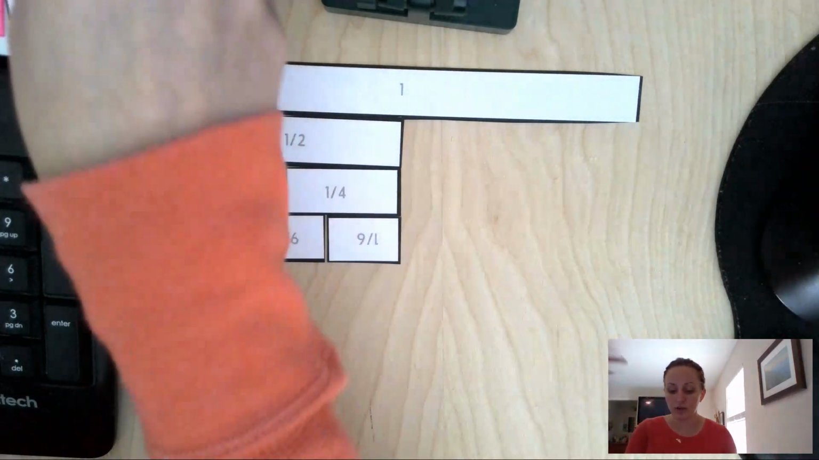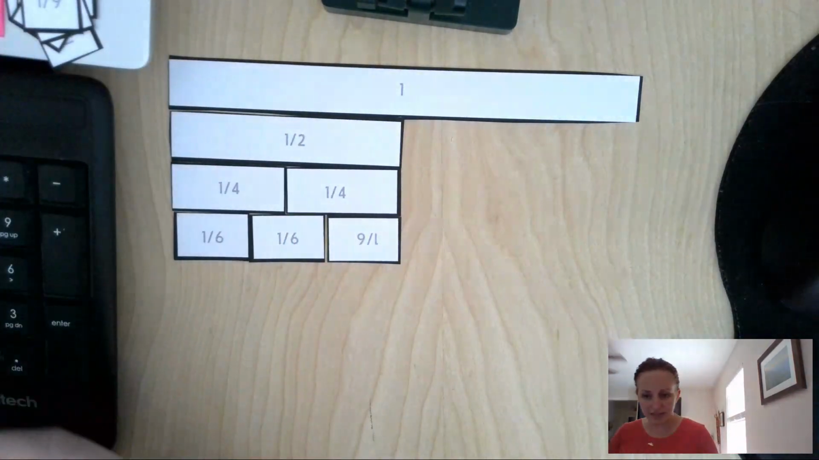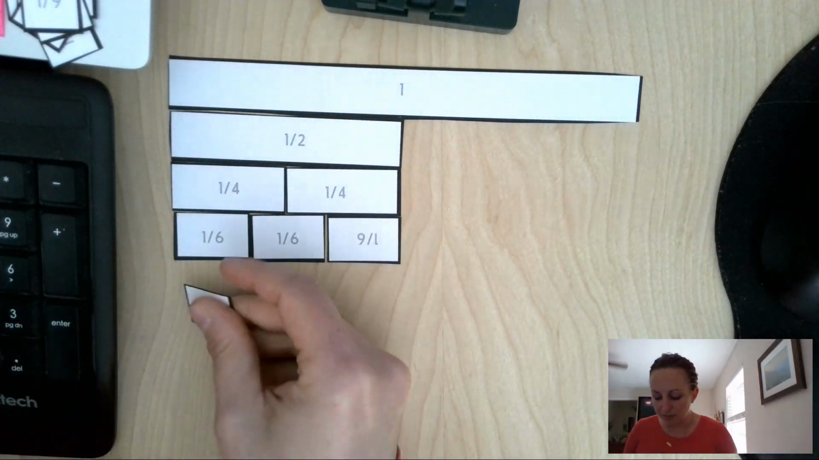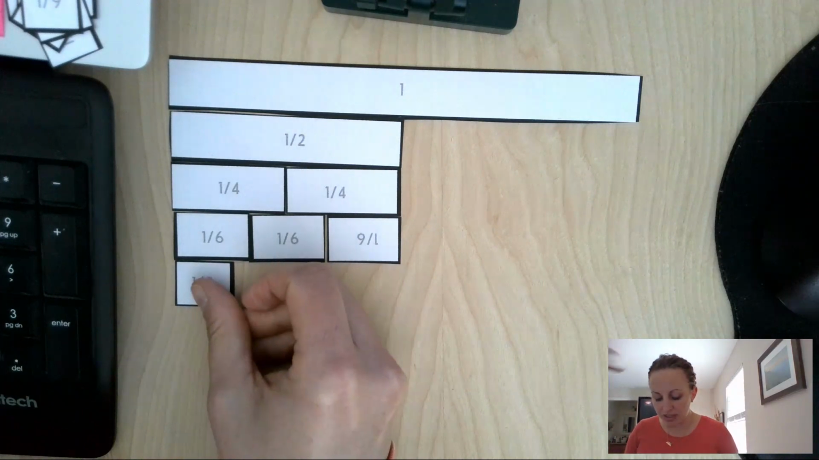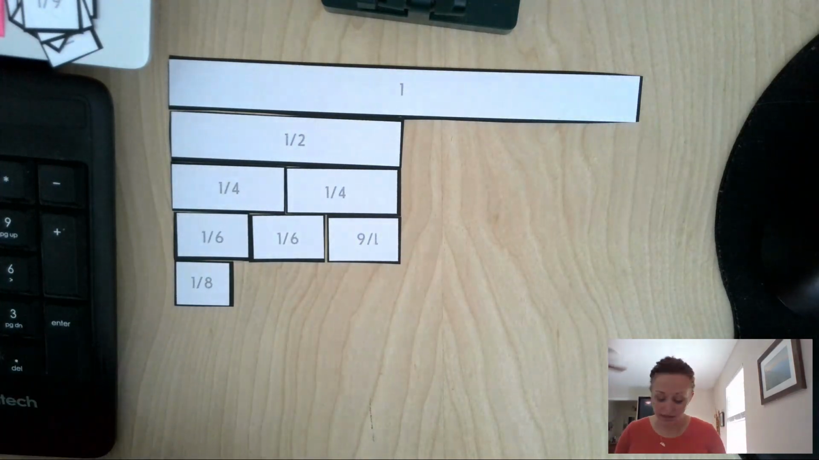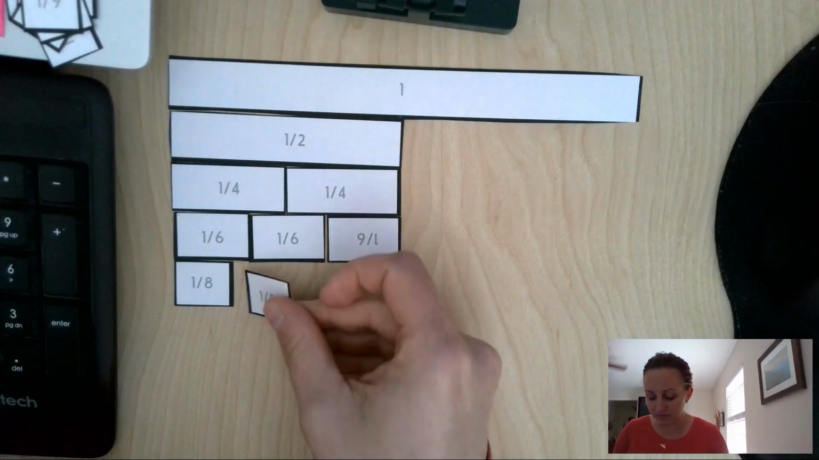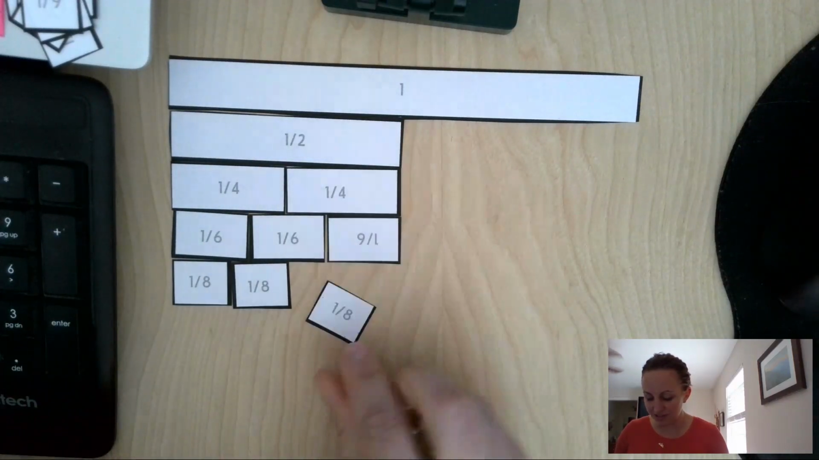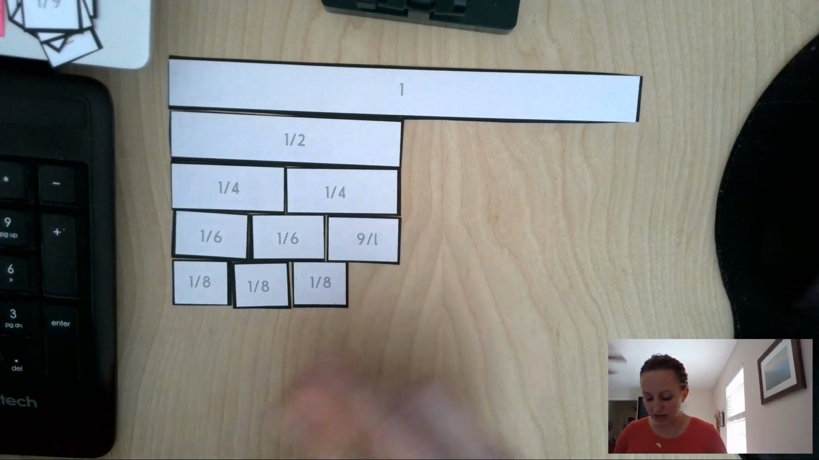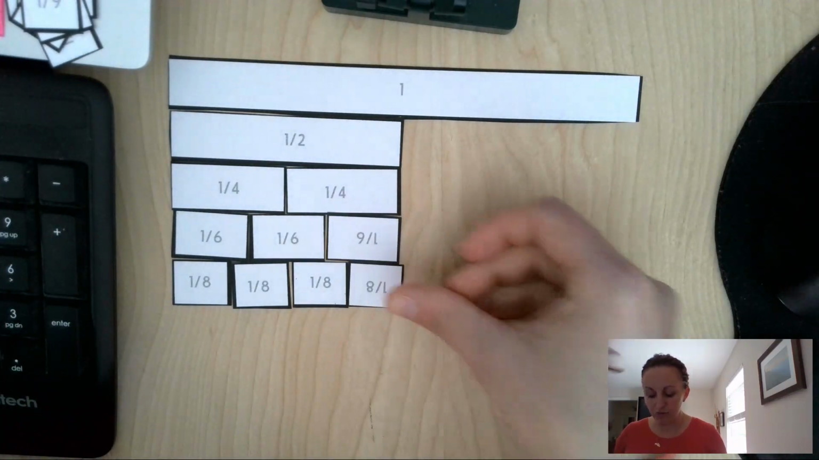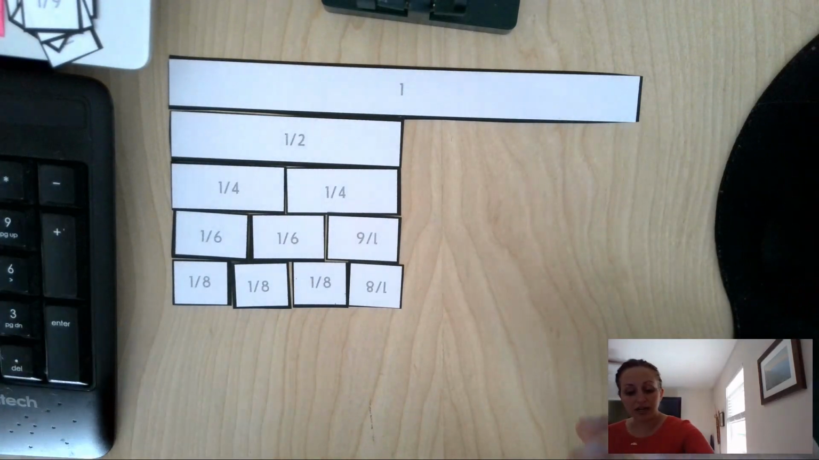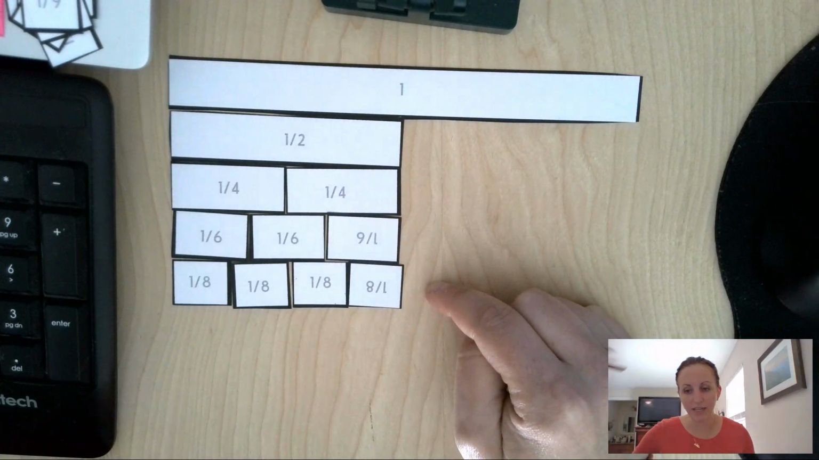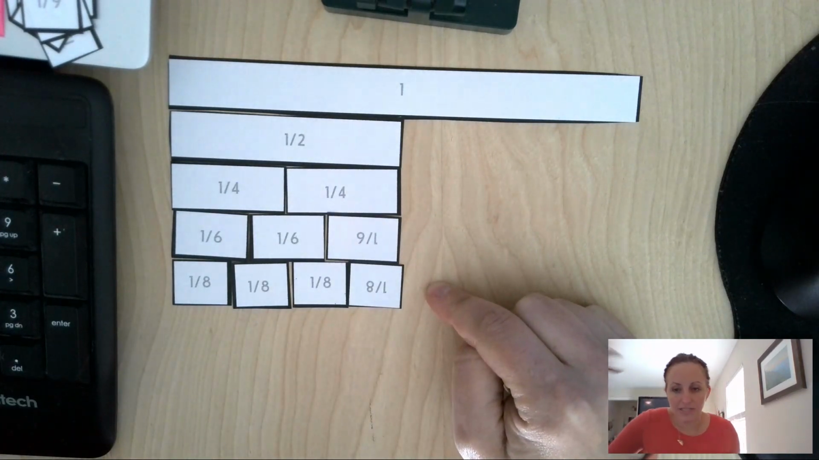I'm going to try one more. I don't have one for sevenths, but I do have eighths. So I'm going to try eighths. Again, my pieces are even smaller, which means I'm probably going to need more than 3. How many do you think I'm going to need? Let's see if you're right. So I have 2, 3, 4. 4/8. So right here I have 4 different fractions represented, and they all represent the same part of my whole.